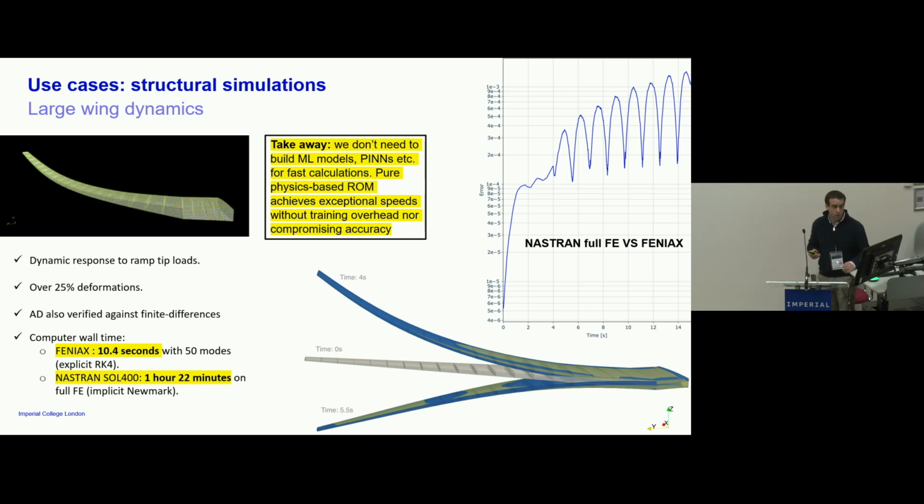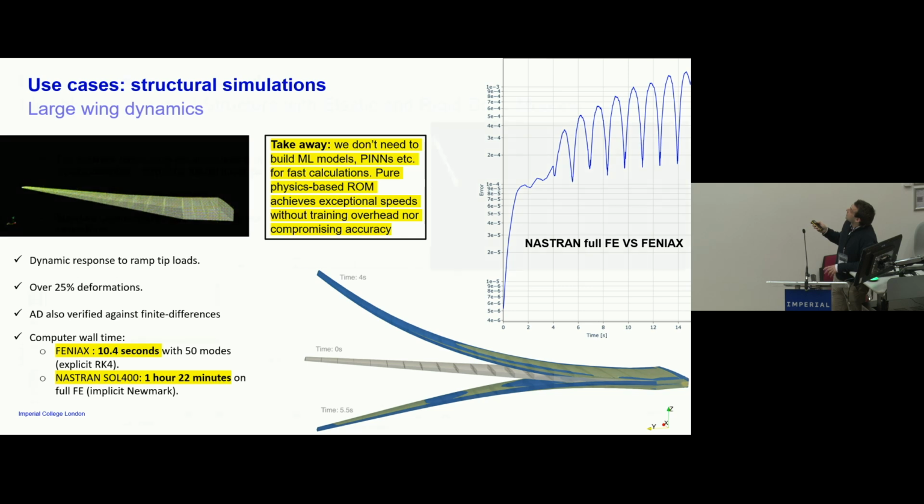Now, we see a hype on machine learning models, but there are also physics-based reduced order models that we can achieve exceptional speeds without the train overhead or compromising accuracy. You see here the differences between the full FE and our solution, and that's the comparison as well. Yeah, that's a dynamic case.